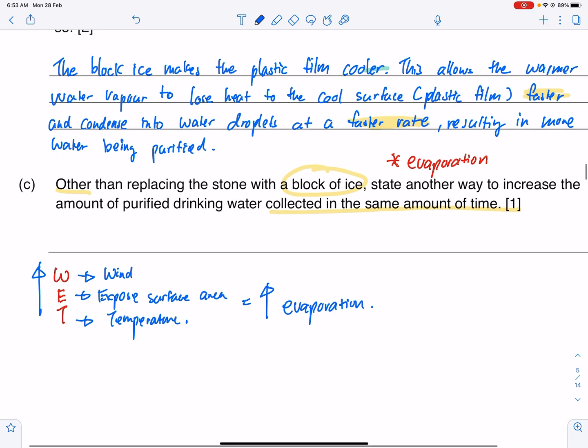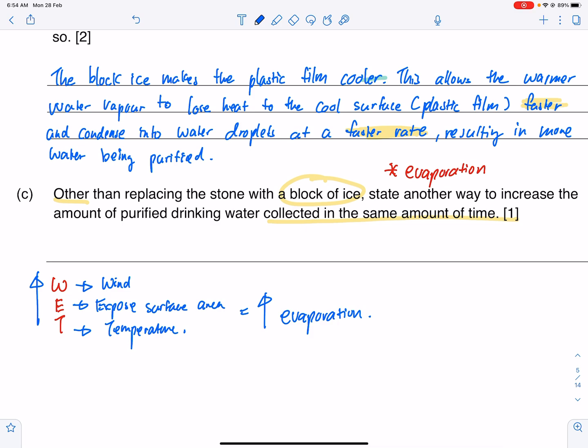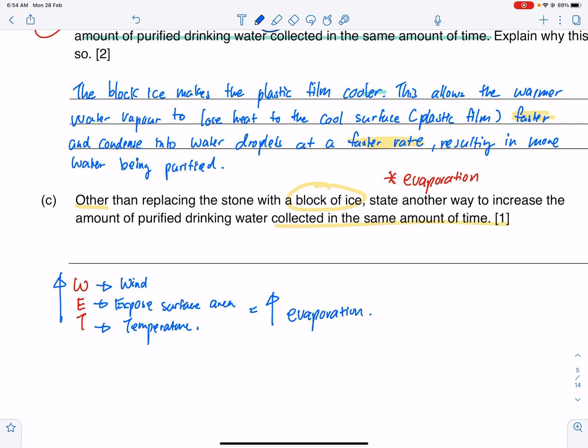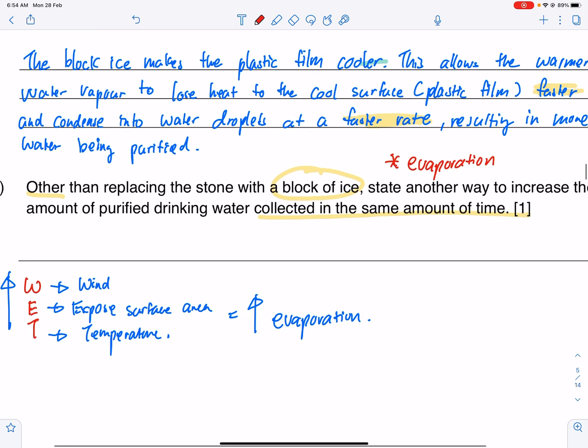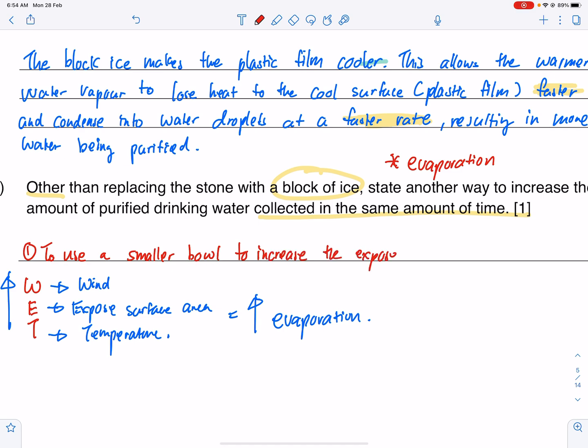So remember, this is talking about a method, so you must tell me how. So I'm just going to talk, have two ways. The first one would be to use a smaller bowl to increase the exposed surface area of the seawater.